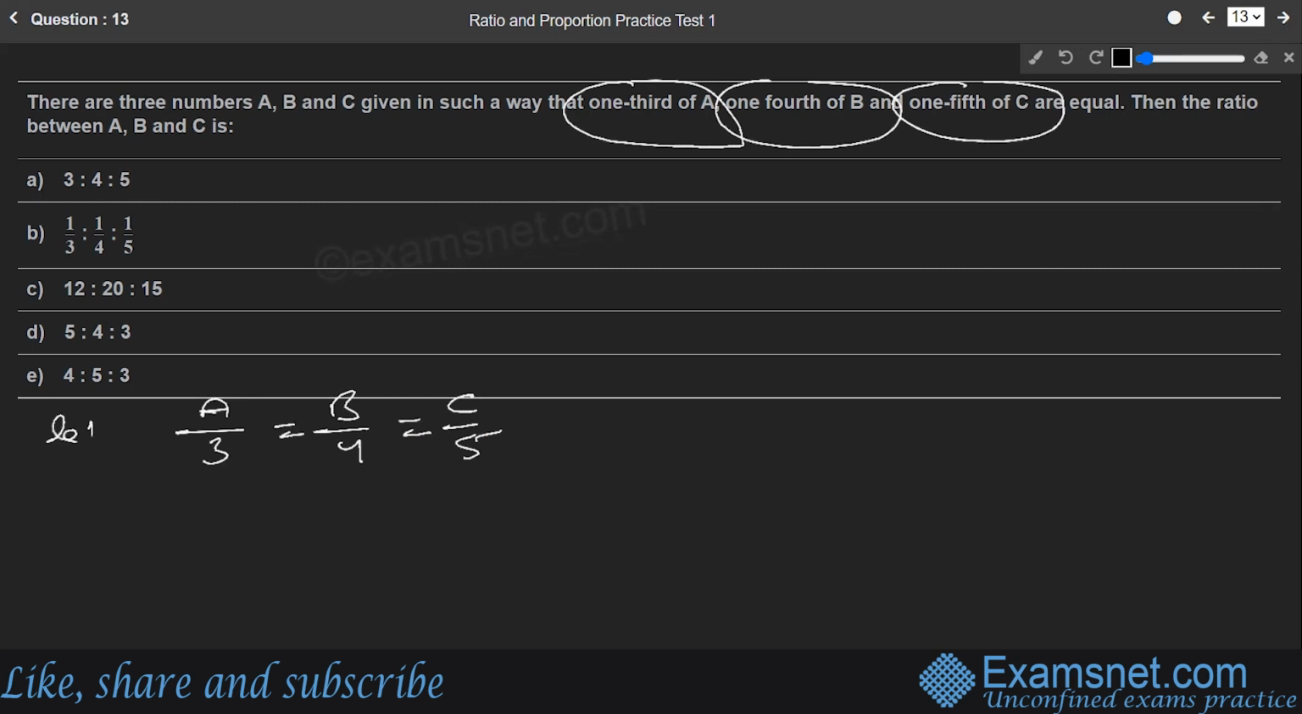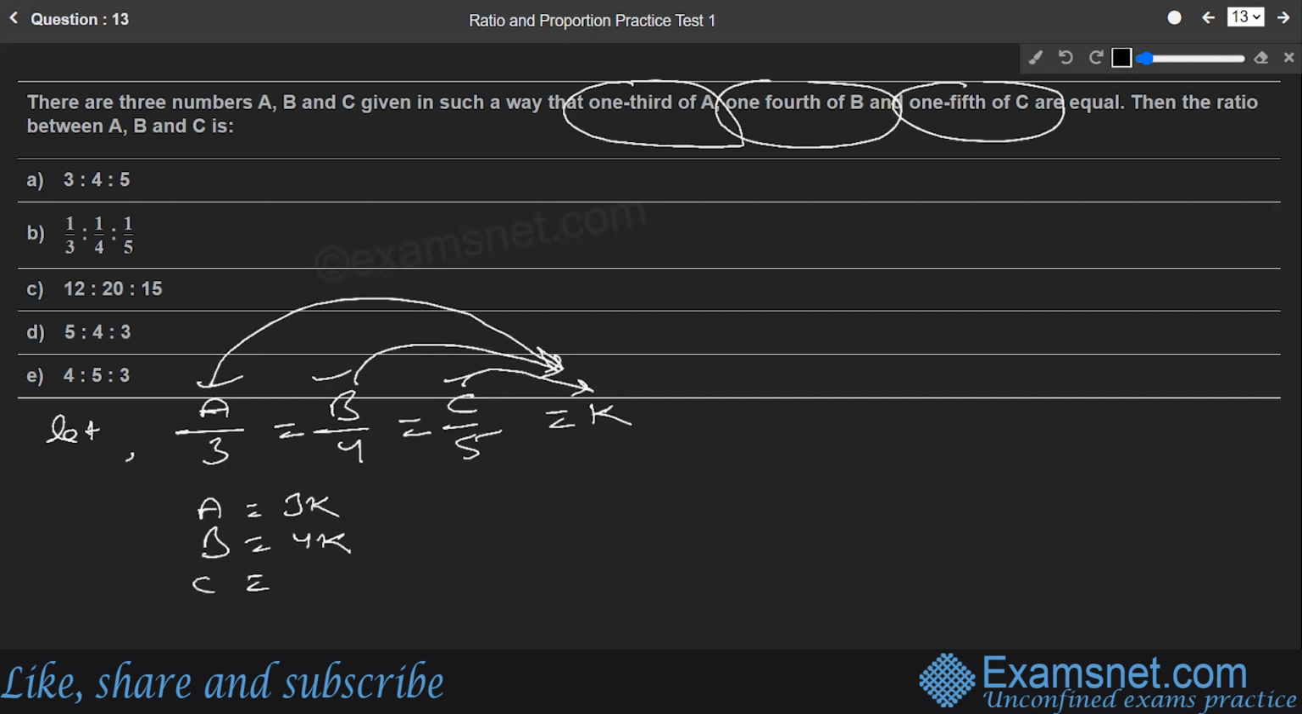And let us do one thing. Whenever these things are given, let us say all of them are equal to a constant k. So why do we do that? So that we can manipulate all A, B, C in terms of k only, and the things can become easy. So if A by 3 is equal to k, then A becomes how much? 3k. Similarly, if B by 4 is also equal to k, then B becomes how much? 4k. Similarly, if C by 5 is equal to k, then C becomes how much? 5k. So the A, B, C values have come in the form of k like that.